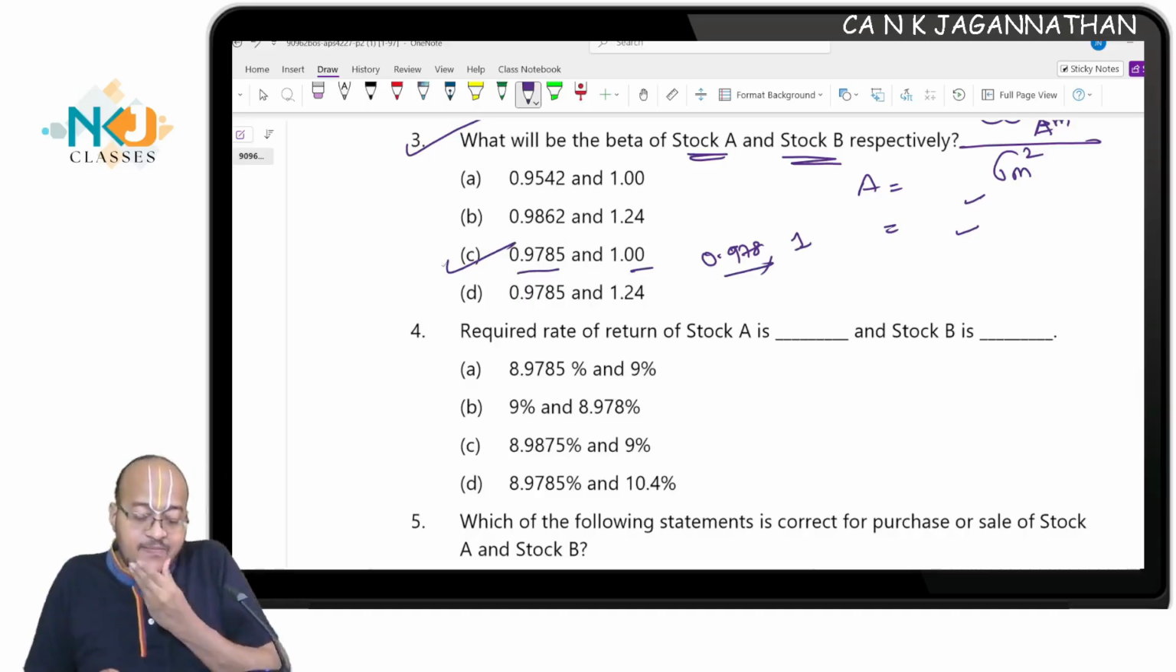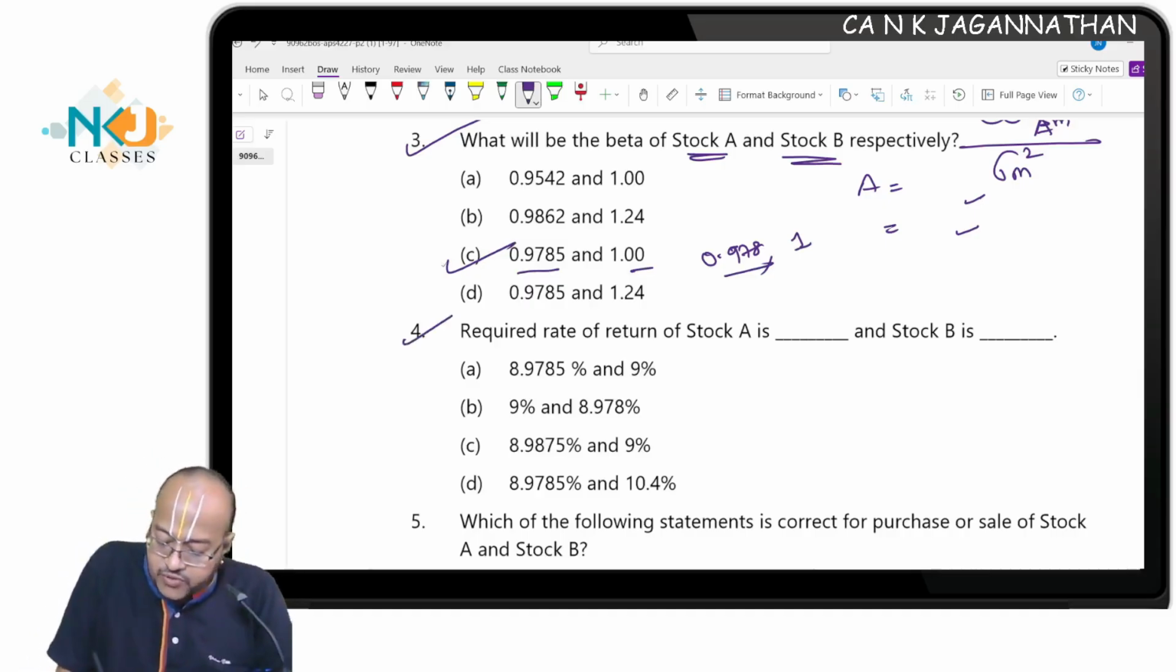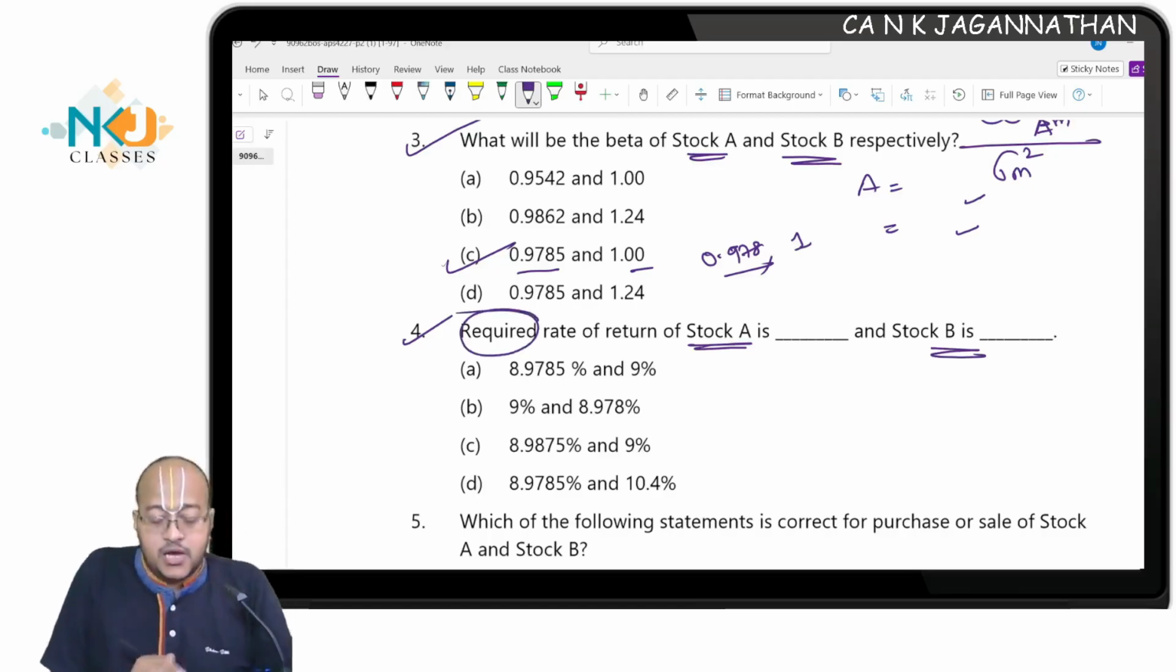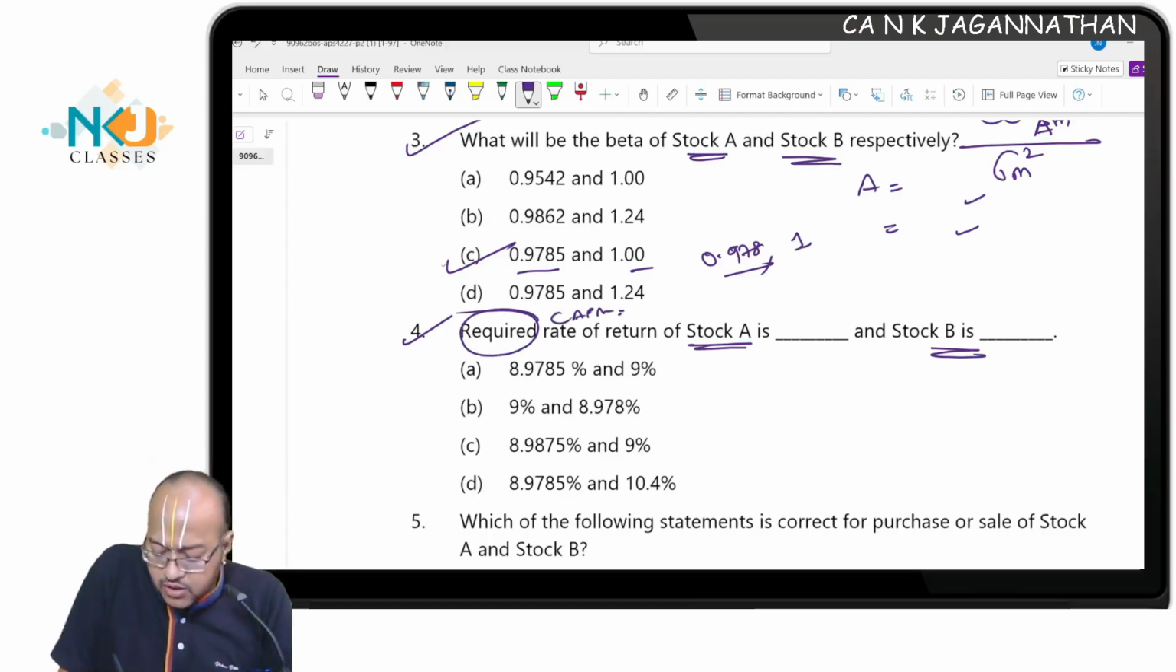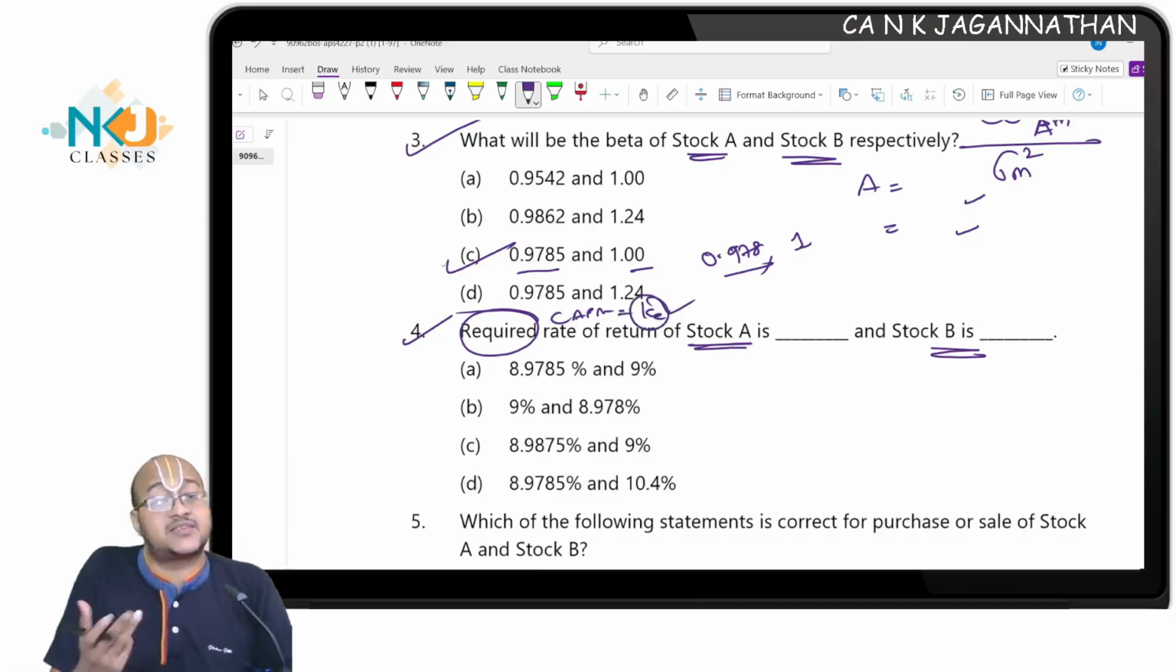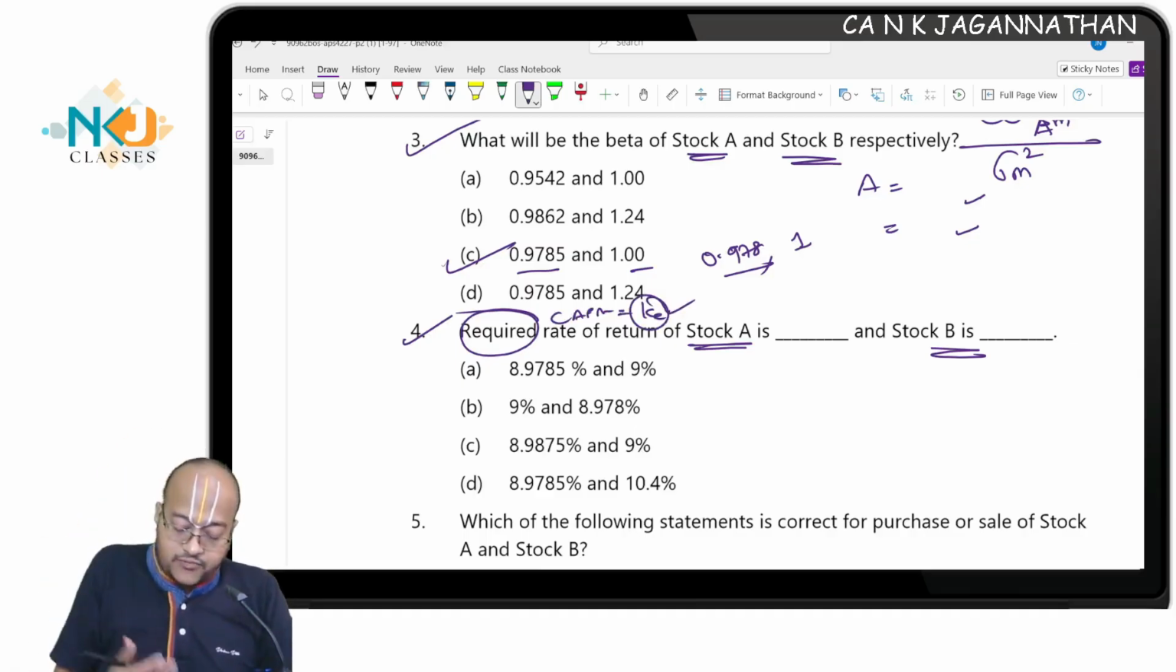Are you all understanding? Next, question number 4. Required rate of return of stock A and stock B. Now they are clearly asking the required rate of return, which is nothing but the CAPM return, or KE as per CAPM. SML, the securities market line, the graphical representation of the CAPM. That is what they are testing. Now, what is this? RF plus beta into RM minus RF. You already know that. So here RF is 8%.